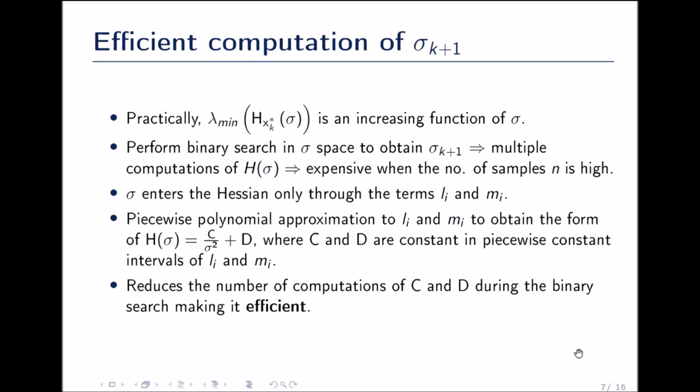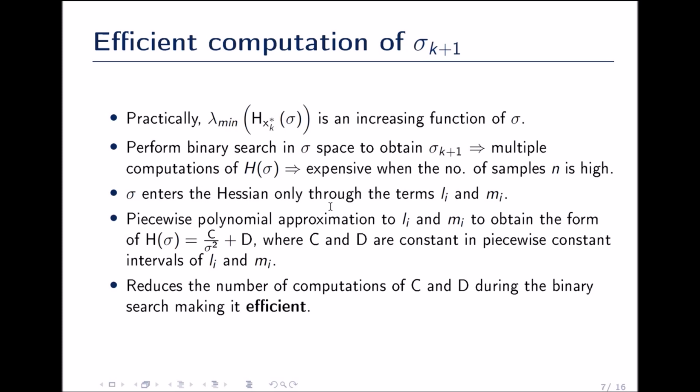Practically, we observe that lambda min of xk star of sigma is an increasing function of sigma in most part of the sigma space. Therefore, we can perform binary search in sigma space to check where the Hessian is just about to lose its positive definiteness. This means that at every value of sigma, we have to evaluate the Hessian matrix and calculate its minimum eigenvalue. This is prohibitively expensive, especially when the number of observations is high.